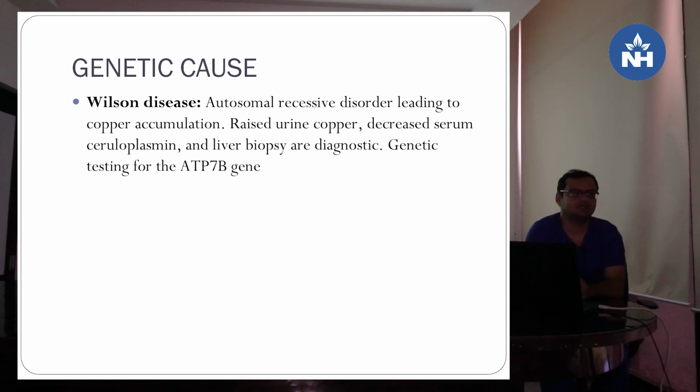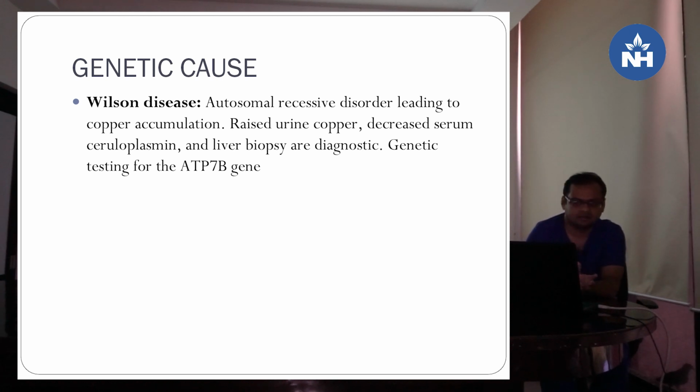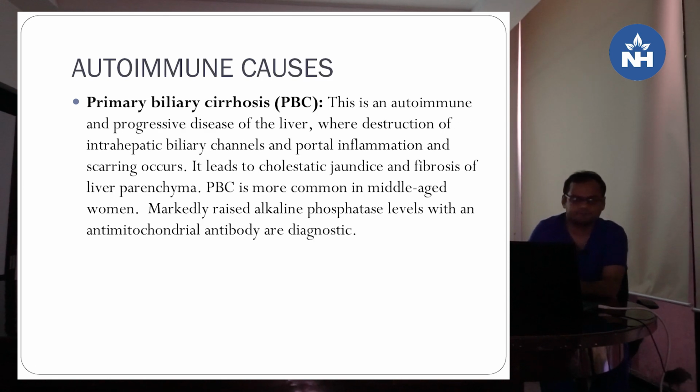Wilson disease is also an autosomal recessive disorder that leads to copper accumulation. Earlier it was iron accumulation, here it is copper accumulation, with a rise in urinary copper and decrease in serum ceruloplasmin, which is the binding protein of copper, and the level will be decreased. Liver biopsy is diagnostic. Genetic testing for the ATP7B gene will be confirmatory.